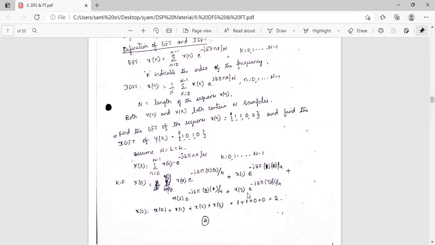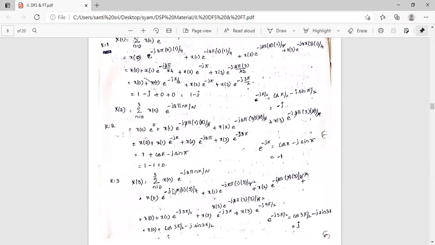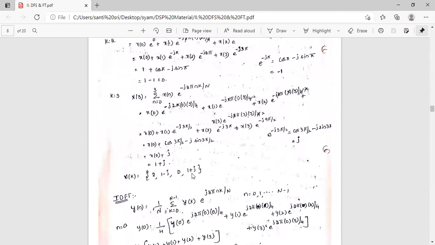So what is the formula for finding the DFT? X of k equal to sigma n equal to 0 to N minus 1 x of n e power minus j 2 pi n k by N, where k is varying from 0 to N minus 1. Here the N value is 4, so it is varying from 0 to 3. Similarly, we will find the values of X of 0, X of 1, X of 2, and X of 3. So this is the sequence, and X of k is this one.